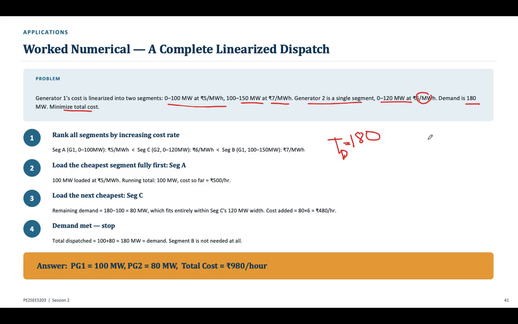The first step is to rank the available segments by cost. The cheapest is generator 1's first segment, costing 5 rupees per megawatt hour. The next is generator 2 at 6 rupees per megawatt hour. And the last one is generator 1's second segment at 7 rupees per megawatt hour. We therefore load the cheapest segment first. Generator 1's first segment can supply 100 megawatt, so we use the full 100 megawatt at 5 rupees per megawatt hour. So you will be costed 500 rupees per hour.